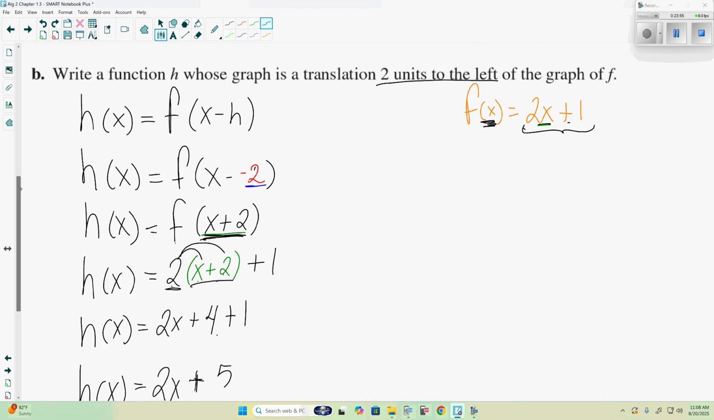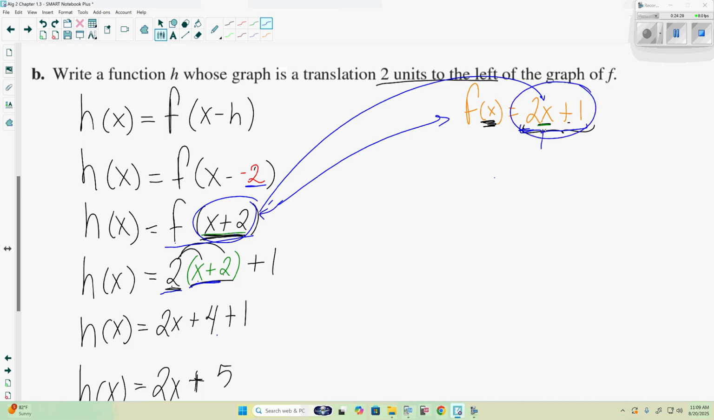So we're plugging x plus 2 into the function. Because what is our function? 2x plus 1. So here, I don't have f of x. I have f of x plus 2. So what we're going to do is plug this x plus 2 in for this x. So I still have the 2 from the function, but this isn't x anymore. It is now our x plus 2.